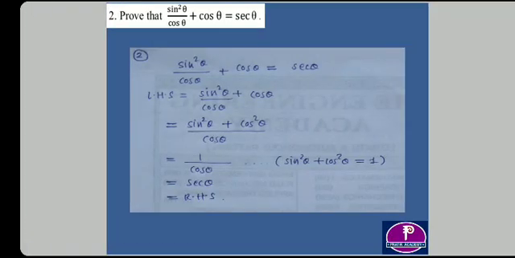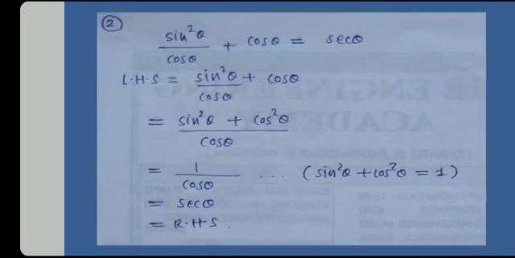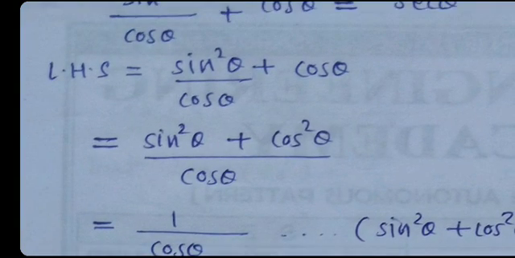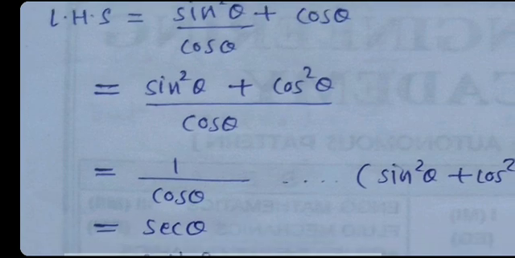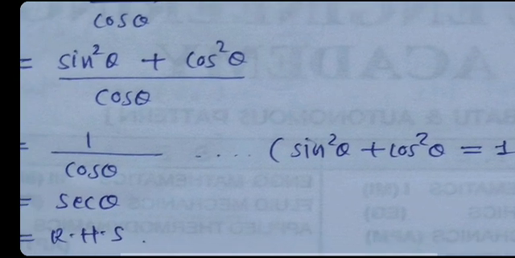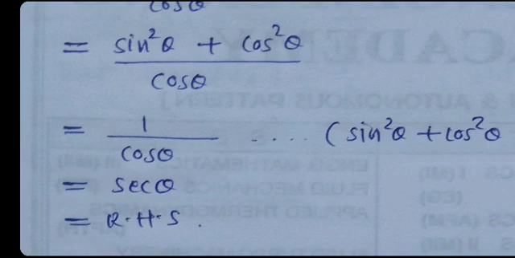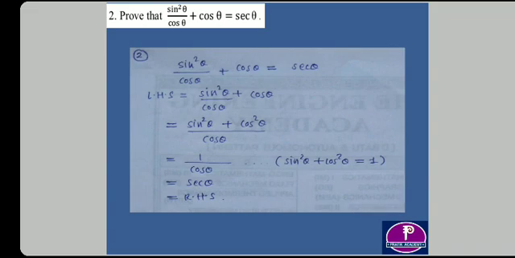So next is, prove that sin square theta upon cos theta plus cos theta is equal to sec theta. So for proving that, I will take the LHS. Then after simplifying, here we get sin square theta plus cos square theta upon cos theta, but the value of sin square theta plus cos square theta is 1. This is a standard relation. So put the values here, 1 upon cos theta, but 1 upon cos theta is sec theta, and this is our RHS.